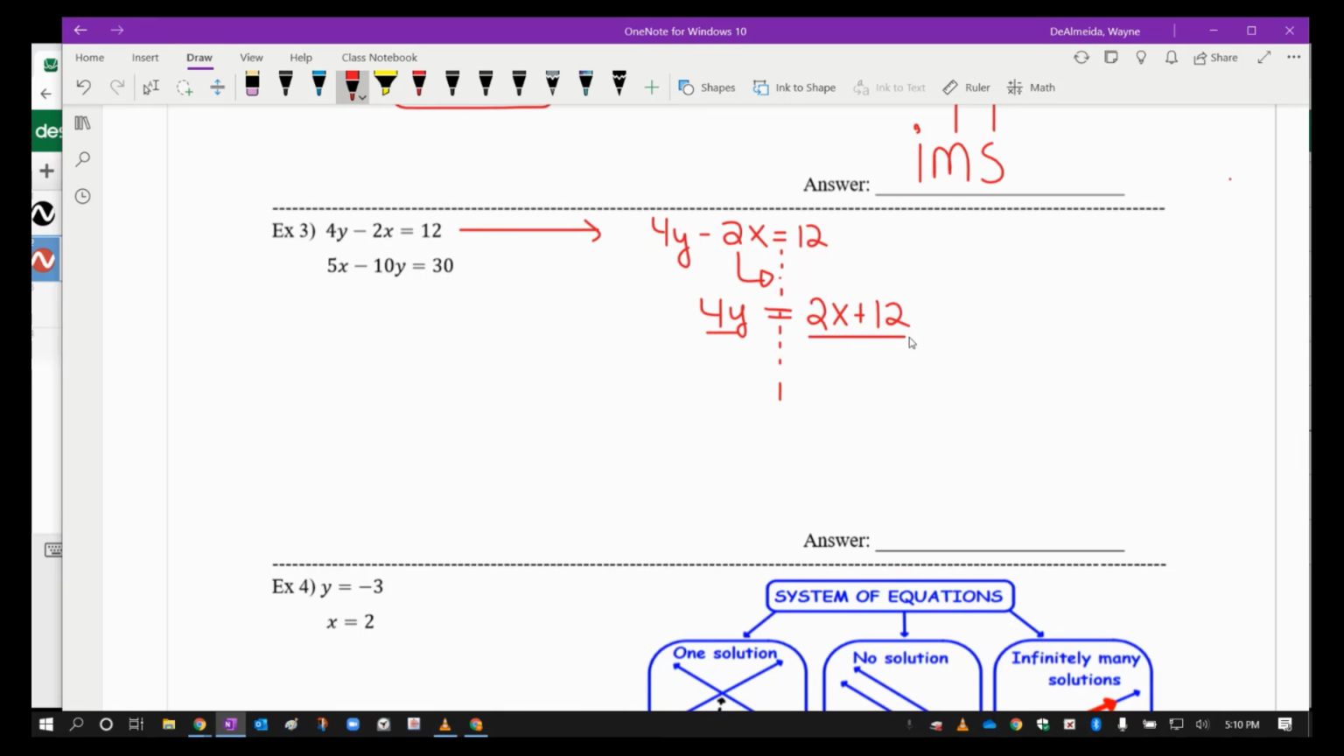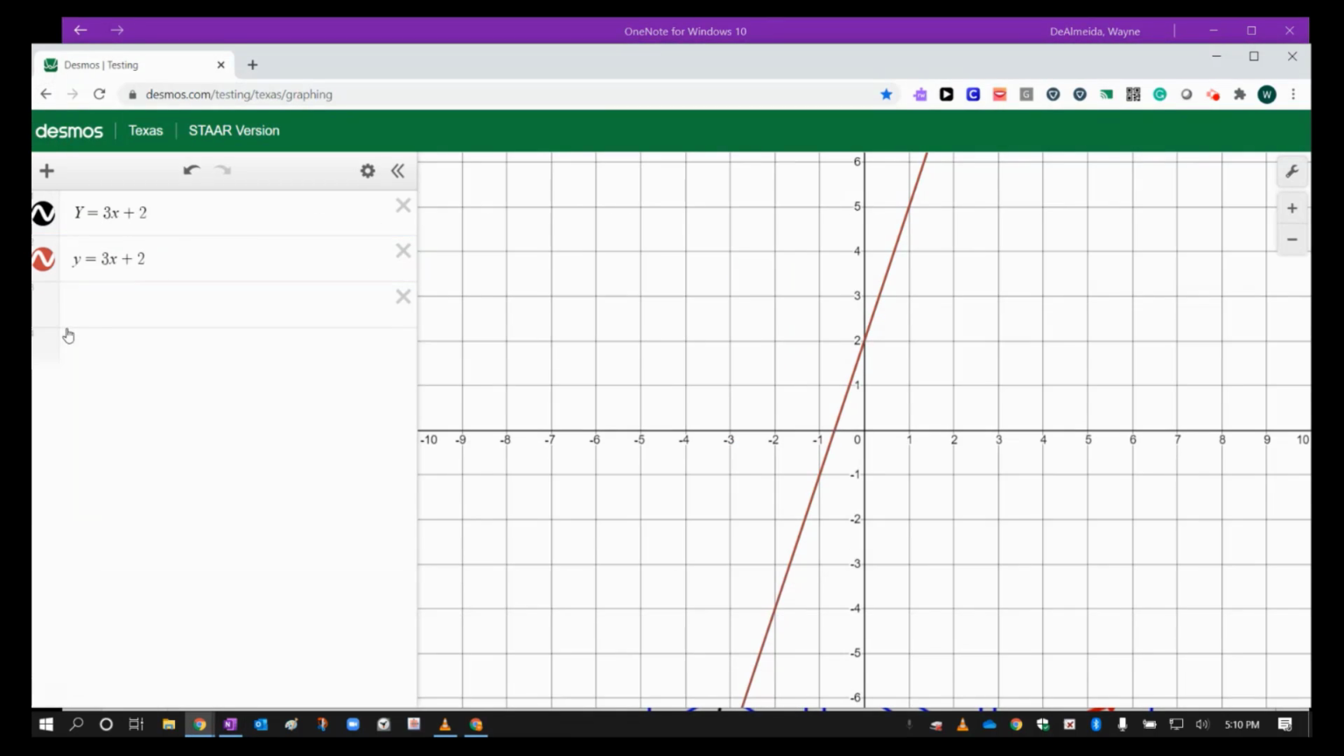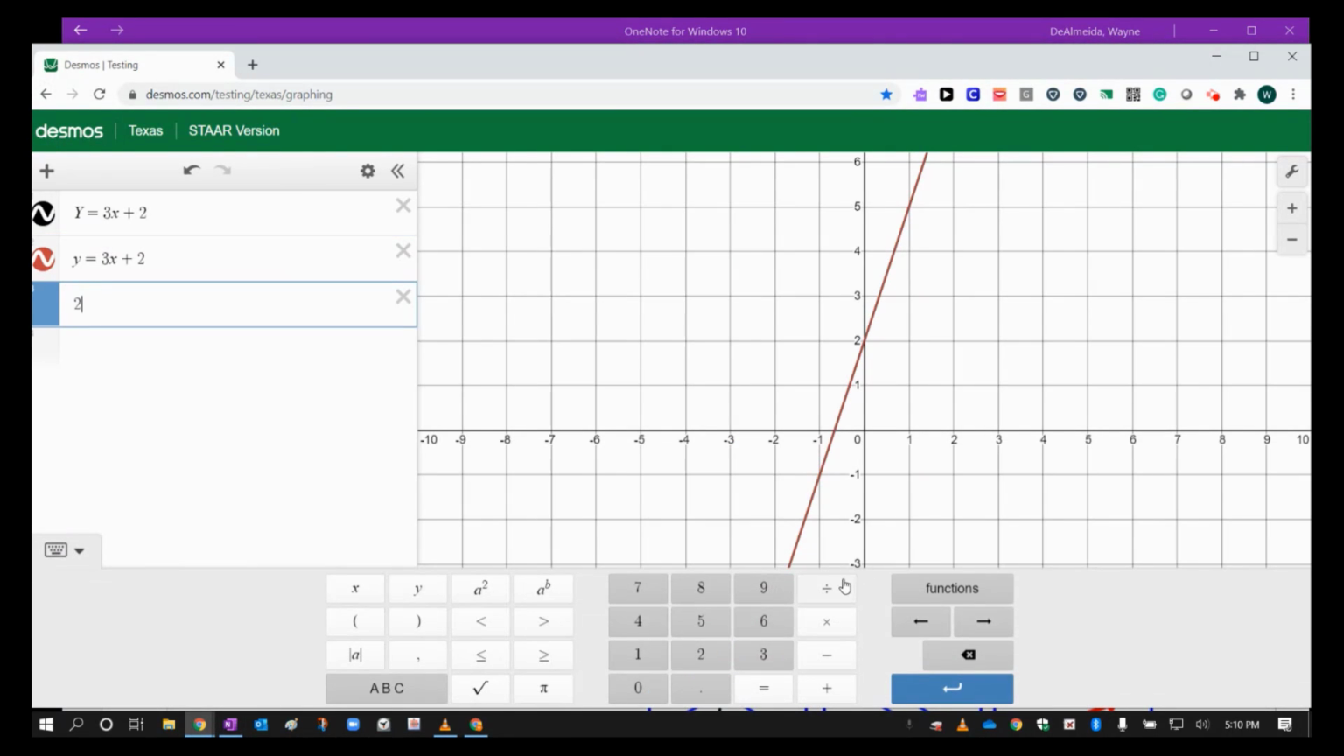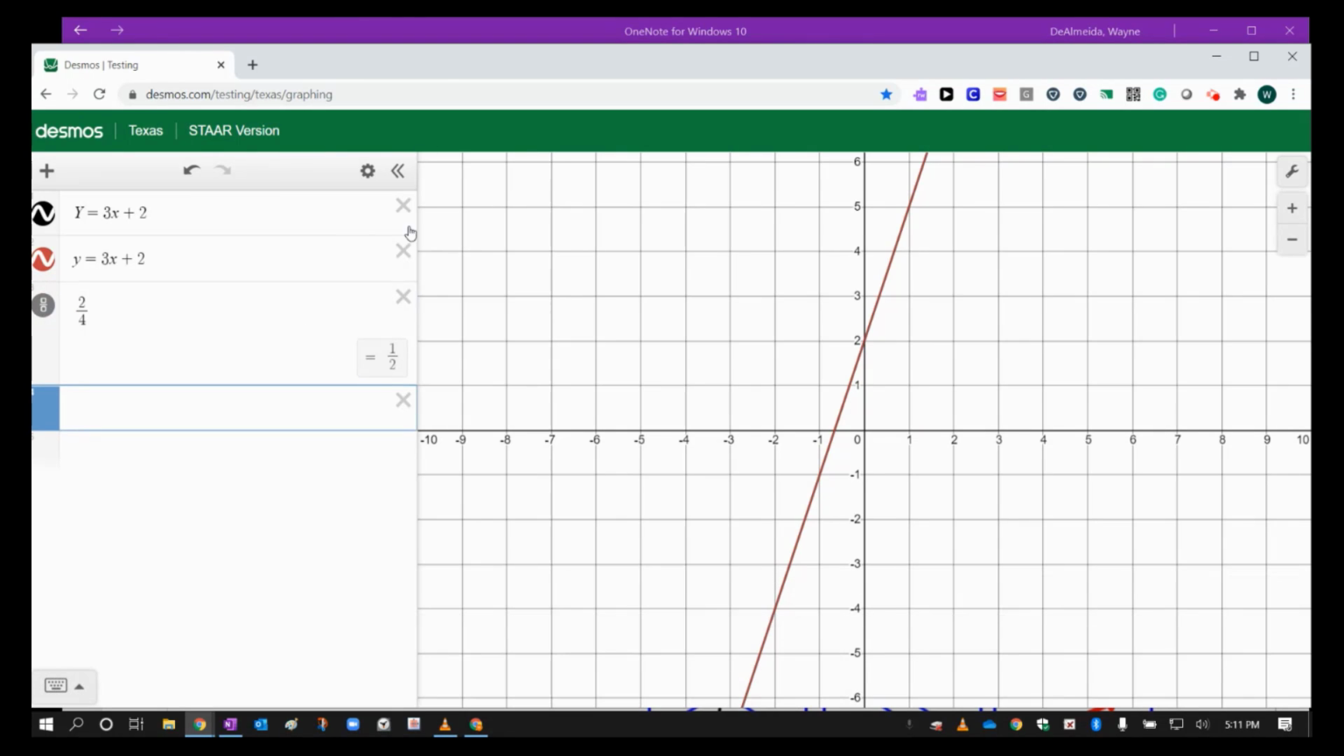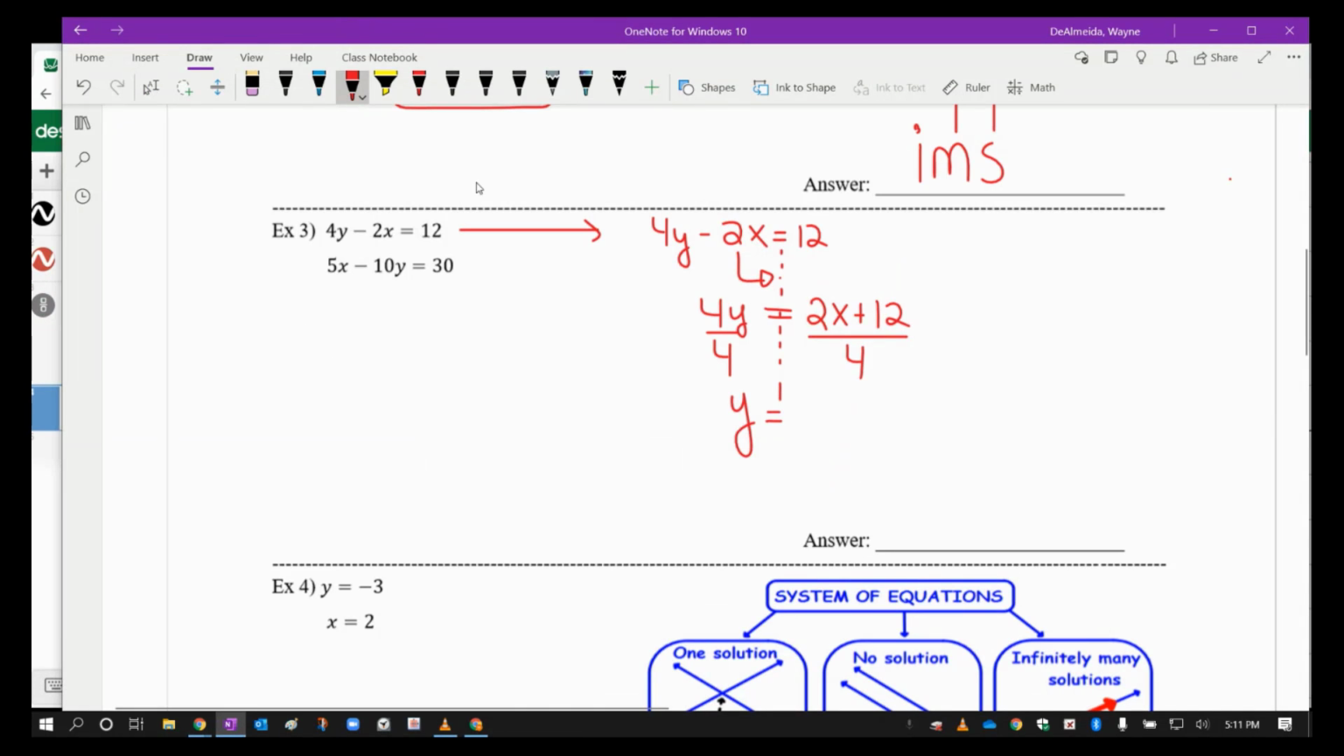Now we're going to divide both sides by 4, and we get y alone. And then you need to be careful, okay? Because 2 divided by 4, a lot of people think it's 2, but it's not. 2 divided by 4 is 0.5, and if you click here, it's 1 over 2. So this here will be 1 over 2x. 12 divided by 4 is positive 3. Now the y is alone. We put a box around it, and we go to the other equation, and we do the same thing.